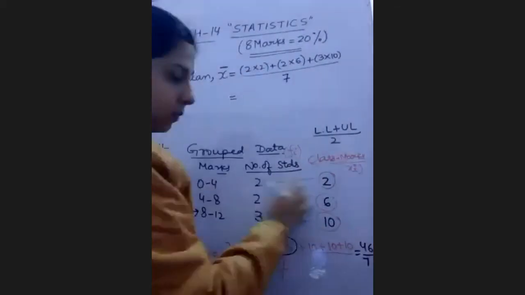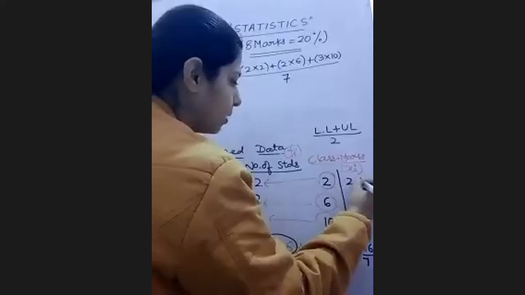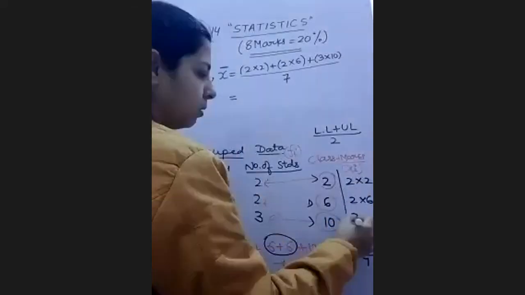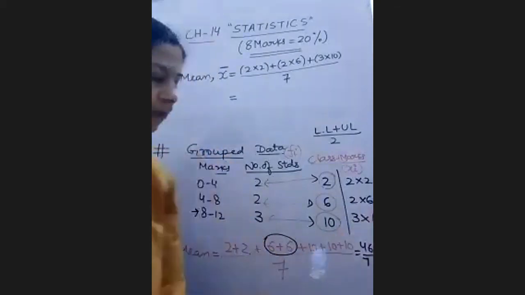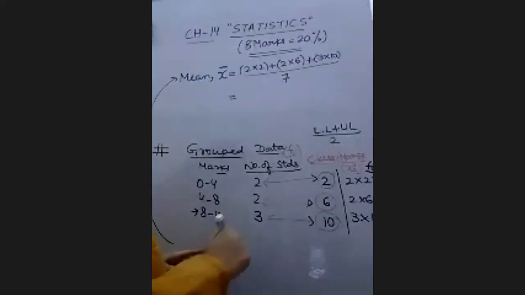So here I am going to describe the formula for you. Now 2 into 2, 2 into 6 and 3 into 10. This 2 into 2 means we are multiplying fi xi. So the new column multiplies frequency and class mark. Multiply frequency with the class mark.